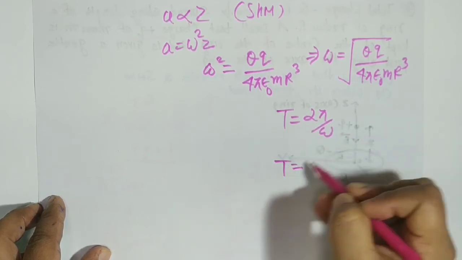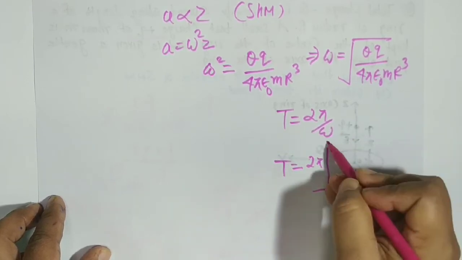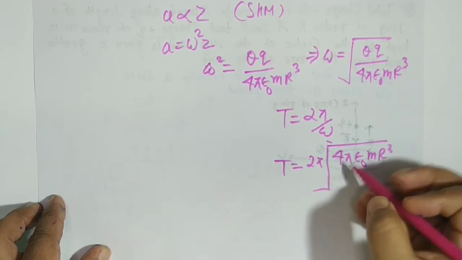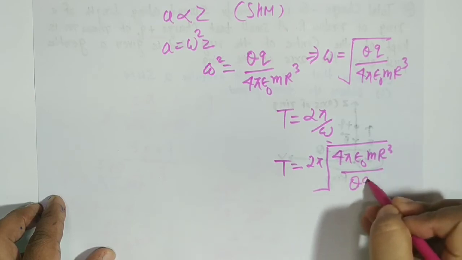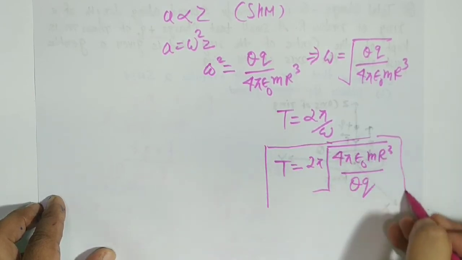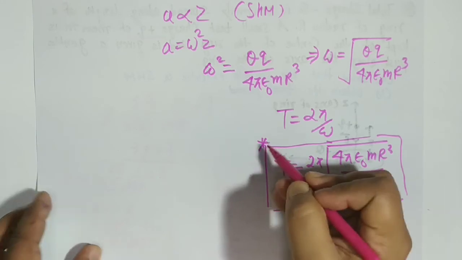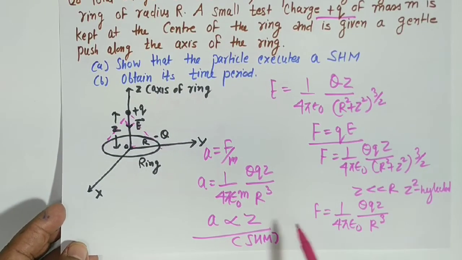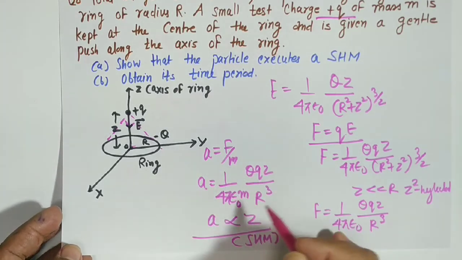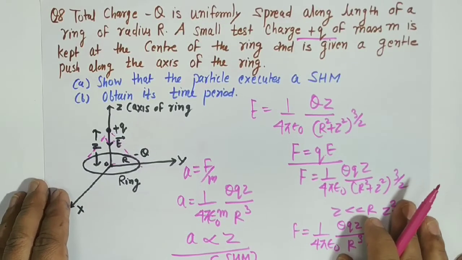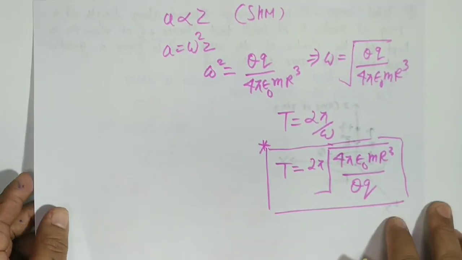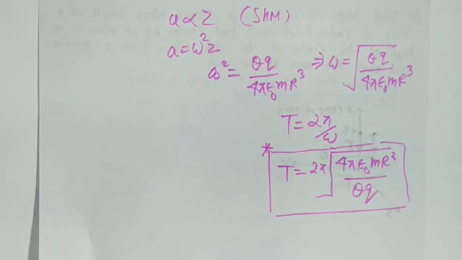So finally I am going to get the answer: 2 pi root of 4 pi epsilon naught m r cube upon q into q. So these questions are very important. They all are from the exemplar. You know the ring's electric field, you know the force. Again you compare it like we do in class 11th, and this comparison is that acceleration is proportional to z, and then finally you get the time period. Okay, so these are the questions from the exemplar.